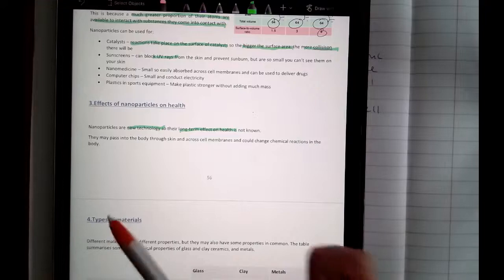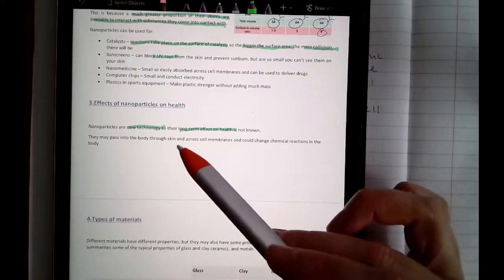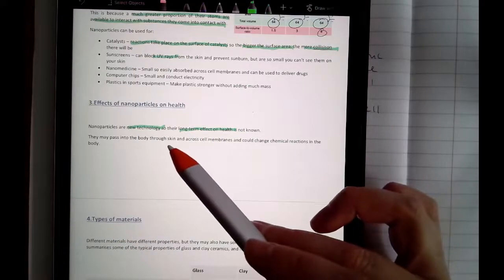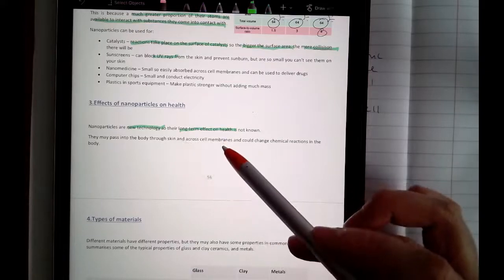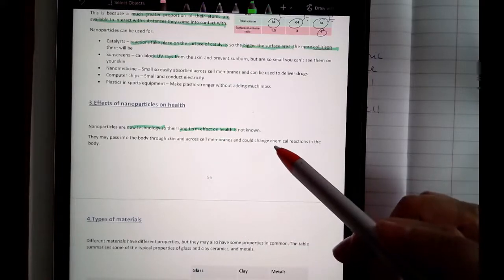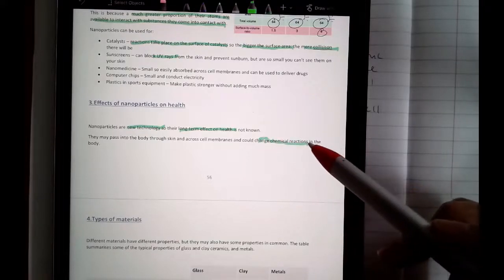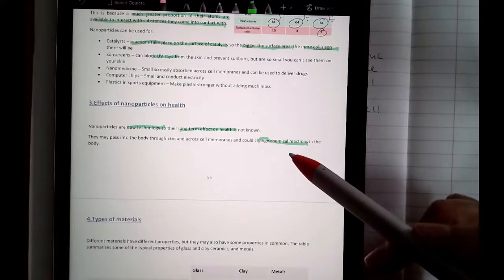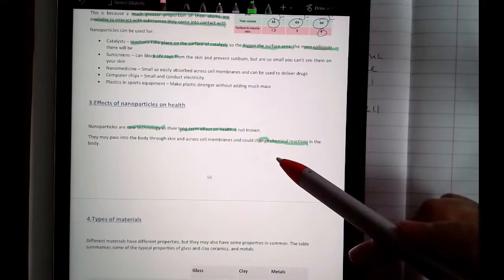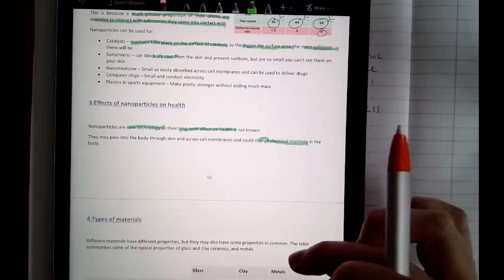The other thing is, again, because they're so small, they might be able to pass into your bloodstream, getting through the skin and across cell membranes. There are so many chemical reactions happening in your body. There is a fear that if nanoparticles enter your body, they can change the chemical reactions. As I mentioned, they can act as catalysts. So if they got inside your body and started catalyzing different chemical reactions, they could mess up that balance. So there is that fear also with nanoparticles.